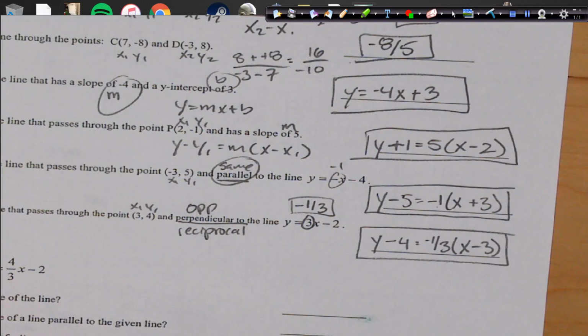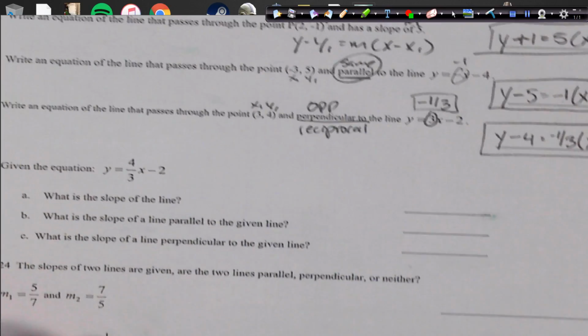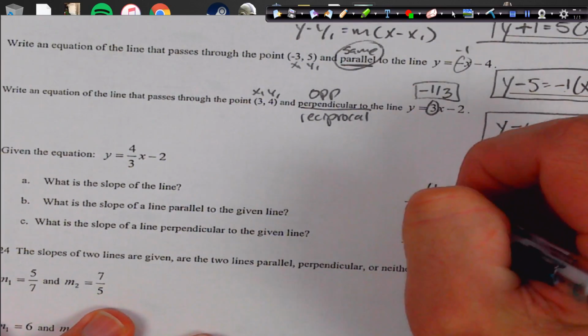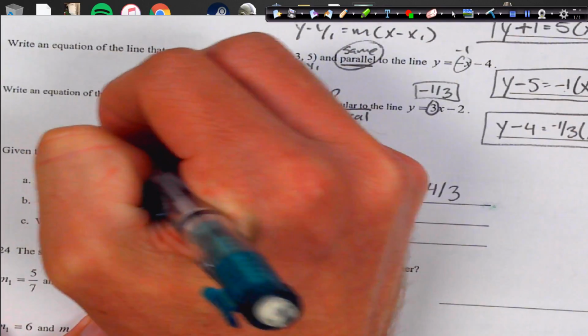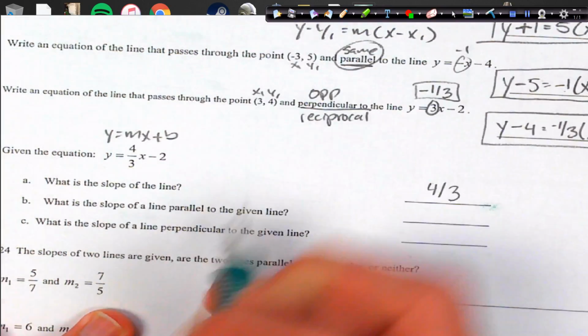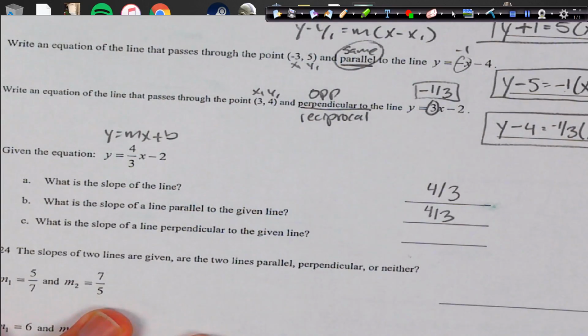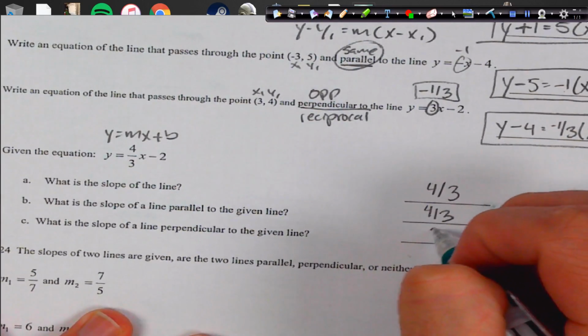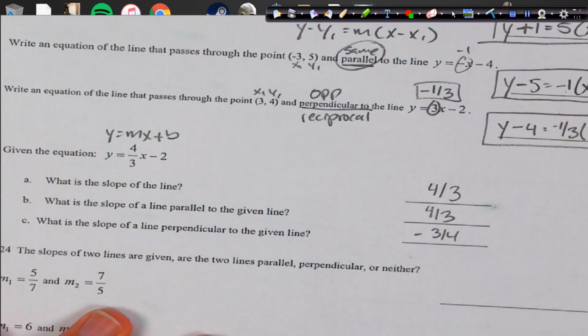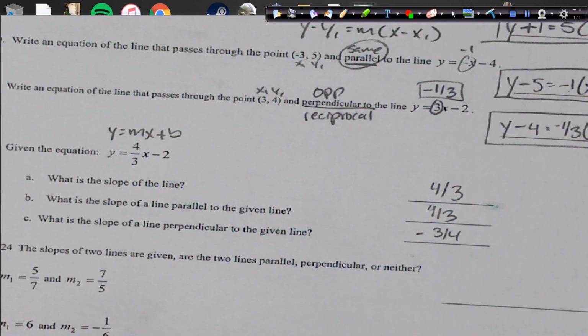Okay. Given the equation, what is the slope of the line? That's going to be 4/3. We can do this with y equals mx plus b and line things up. What is the slope of the line parallel? Well, it's going to be the same. And what's it perpendicular? We're going to do the opposite reciprocal. So notice it gets flipped and all that good stuff.